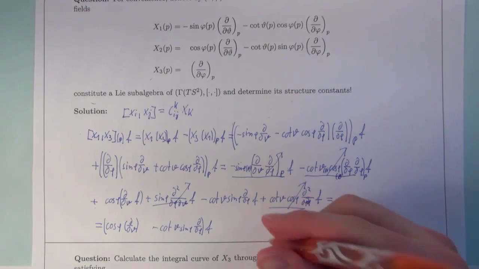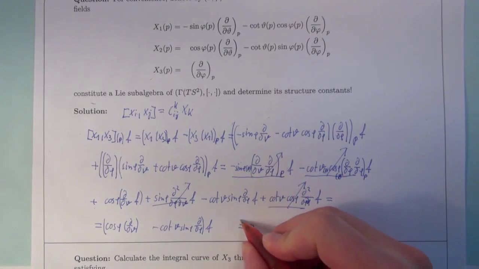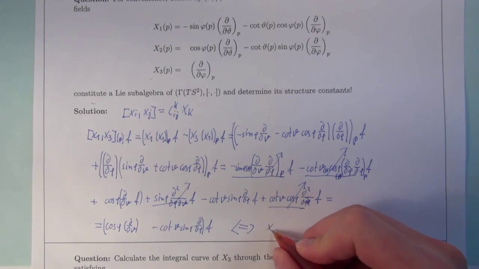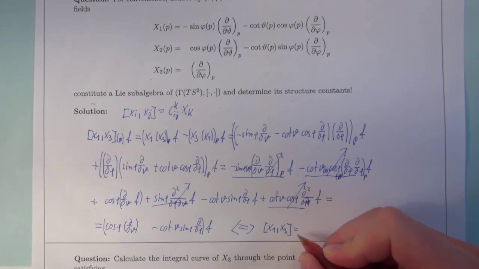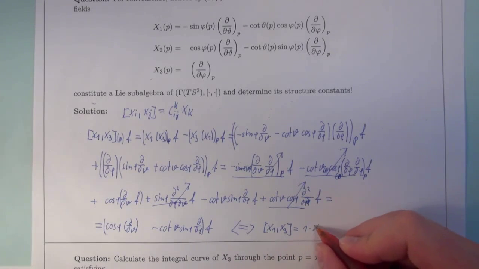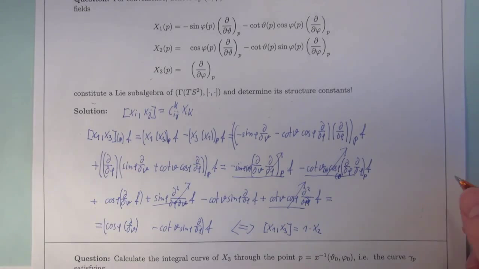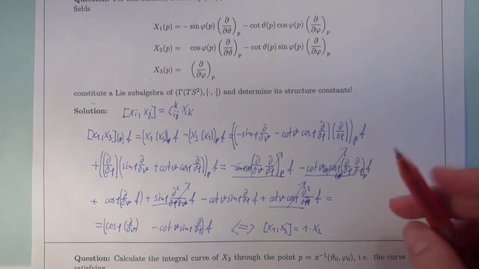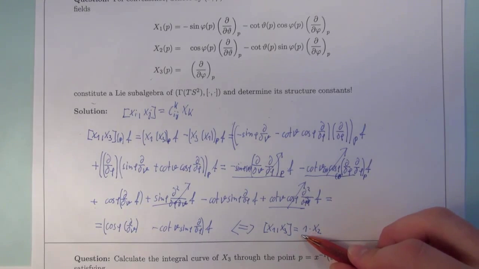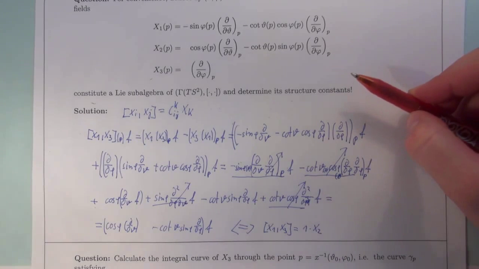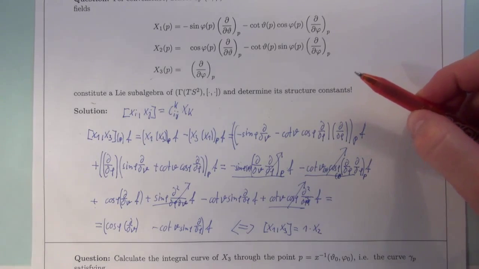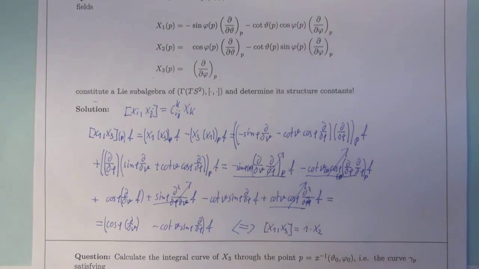So what we get in the end, this is equivalent to x1, x3 equal to 1 times x2, and the structure coefficient function is a 1. You can now do the same calculation for all remaining pairs, and it works out very well. This is a take-home exercise for you.